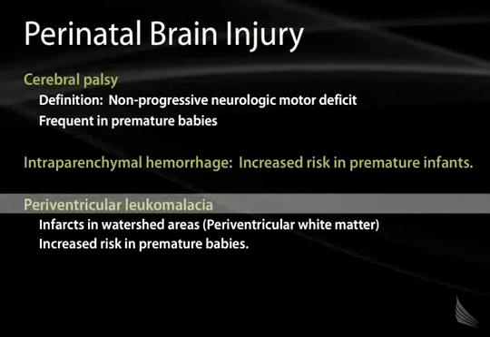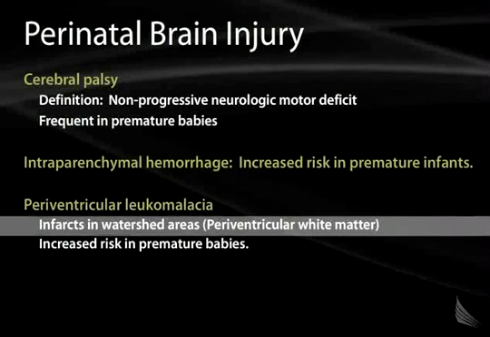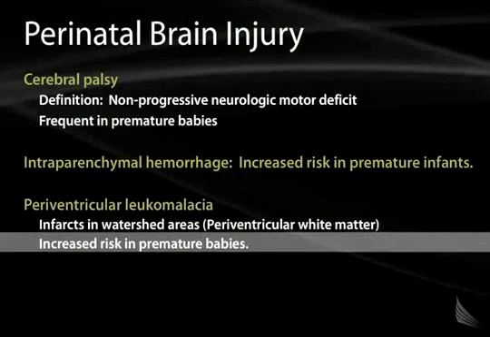There is something called periventricular leukomalacia. Here you have infarcts in the watershed areas of the brain. These are the periventricular white matter areas surrounding the ventricles. It is also seen at increased rates in premature babies.